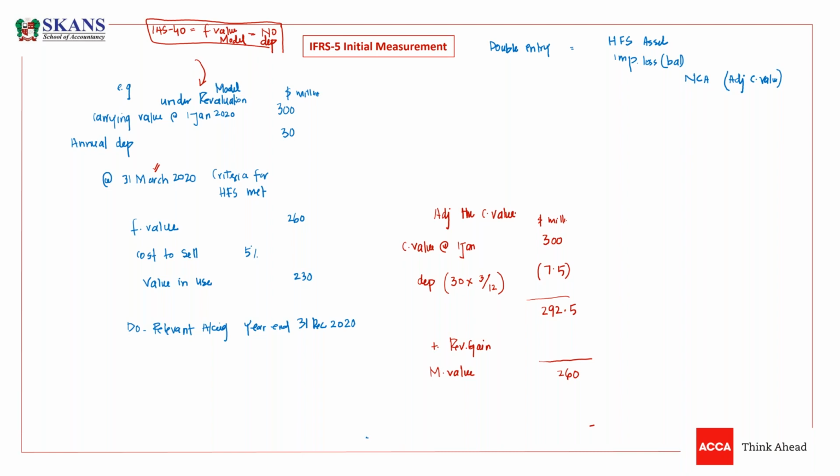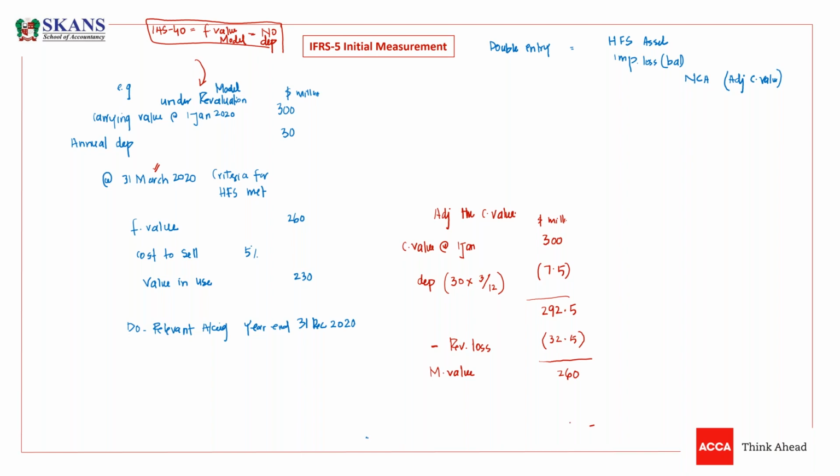What is the value of the revaluation gain? No, we don't have a revaluation gain. We have a revaluation loss. The market value is less than the carrying value. So we have a revaluation loss, guys. What is the revaluation loss? The asset market value is 260, but the asset carrying value is 292.5, so we have a loss of 32.5. This is our loss. Now we are done with the revaluation. This revaluation loss will be charged to P&L if there is no previous gain. If there are certain gains, obviously this loss will offset the previous gains.